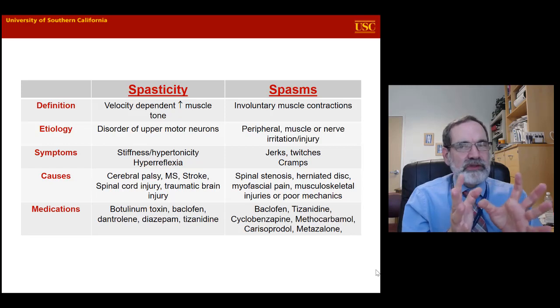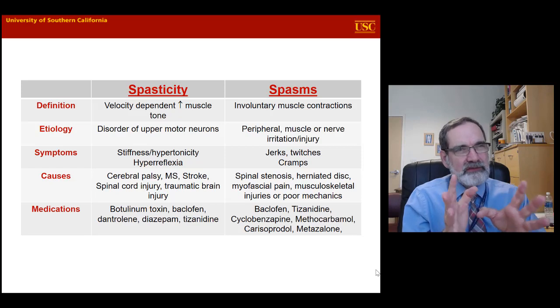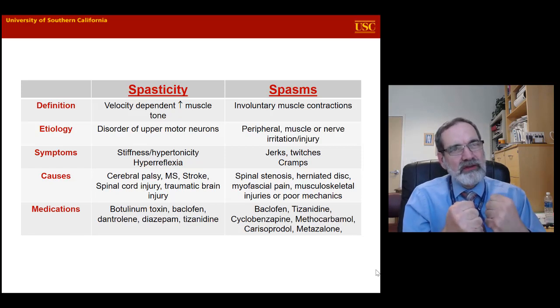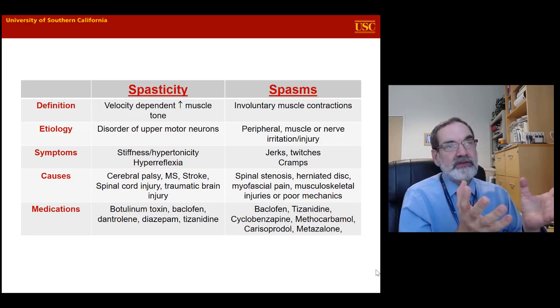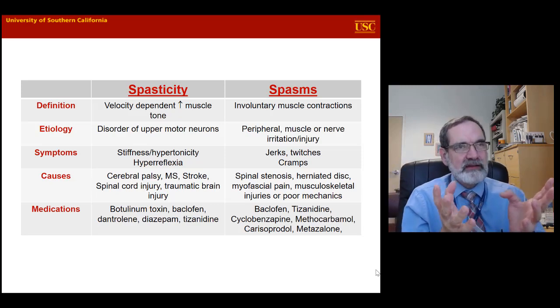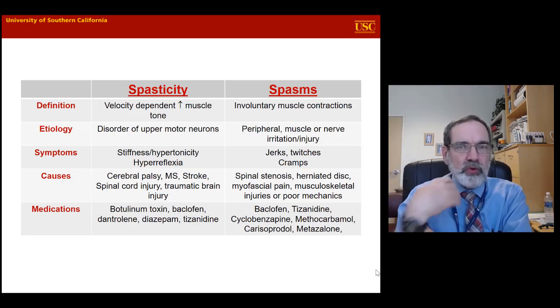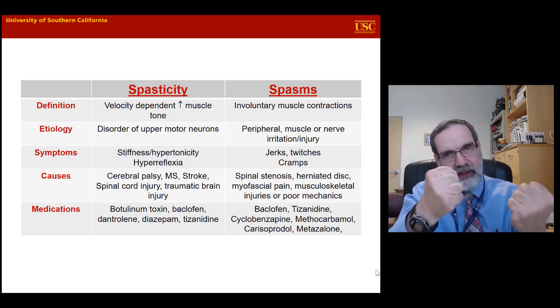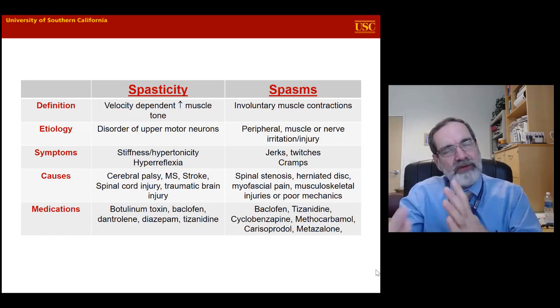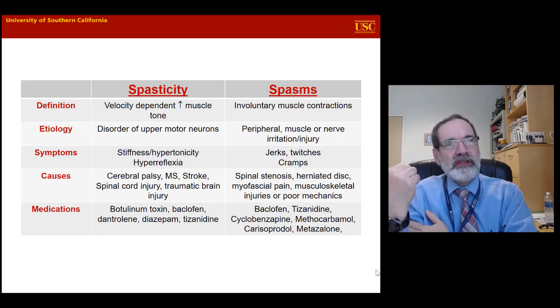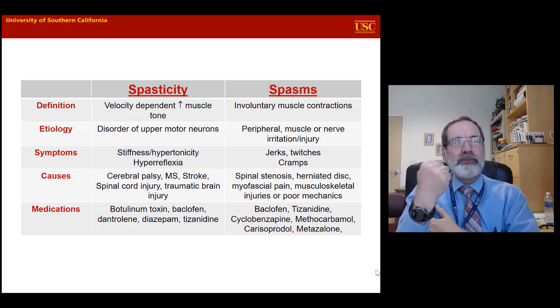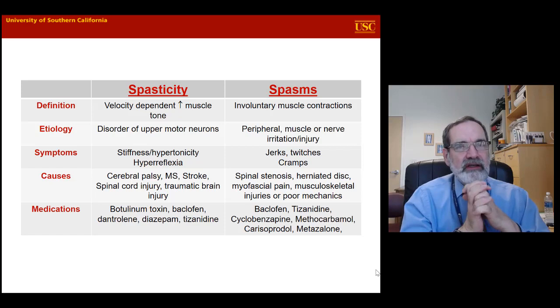This is different than what we see with spasms. Spasms are involuntary muscle contractions. That's different than an increase in tone, which is dependent on the speed that the muscle is moved. We often look at this when we examine patients for spasticity. We grab the limb and move it quickly, and we'll feel a cog-wheeling rigidity, a boom, boom, boom type of rigidity, which is the hallmark sign of spasticity.